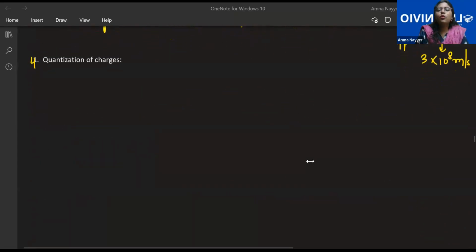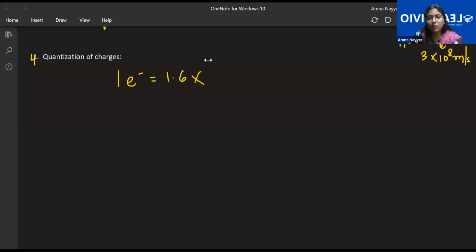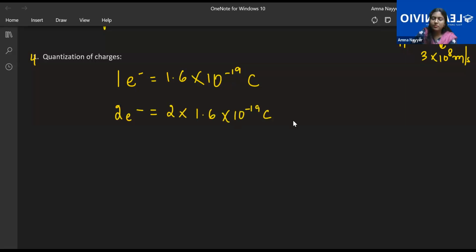So when we're talking about the quantization of charges, the fourth property is the most important property out of all properties. See, in the initial class, one class that we had before the first backup class, I told you that one electron has 1.6 into 10 to the power minus 19 of charge. This much of coulomb is present in one electron. So if I take two electrons, won't it be 2 into 1.6 into 10 to the power minus 19 coulomb? Yes, double of it.